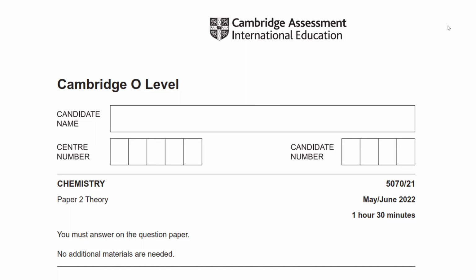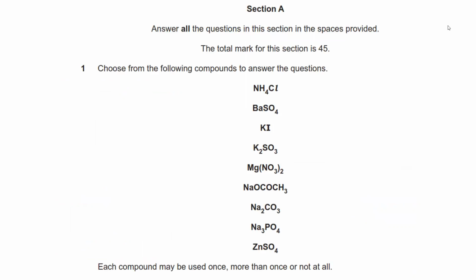Let's start. Section A, it says answer all the questions in this section in the spaces provided. The total marks for this section is 45. Question number 1, choose from the list of compounds to answer the question. So there is a list of compounds that are given to us. It also says that each compound may be used once or more than once or not at all. So let's see what questions are there.